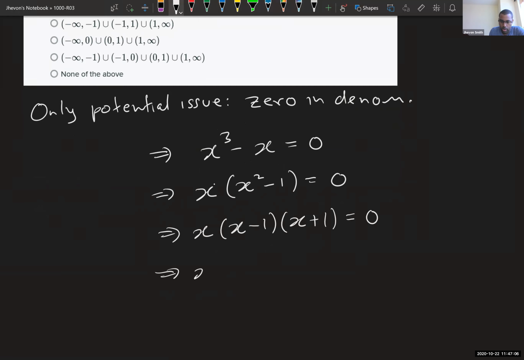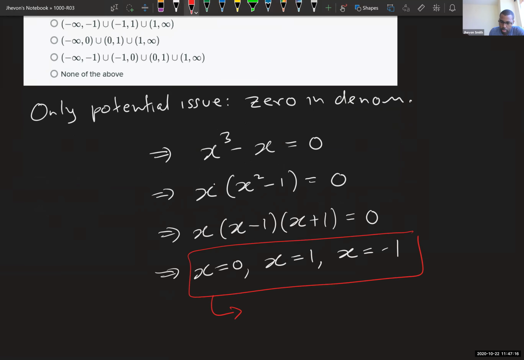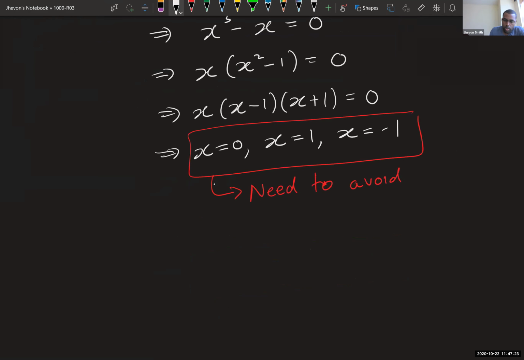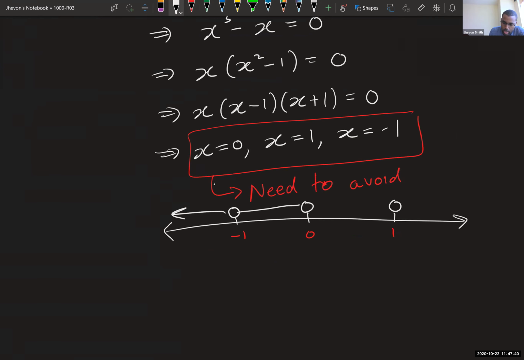Right, so this means if our x is 0, we're in trouble. If our x is 1, we're in trouble. If our x is -1, we're in trouble. And for these guys, we need to avoid them. So on our number line, where we see 0, -1, and 1, those guys need to be avoided. So we need to not be that, not be that, not be that, but everything in between is okay.